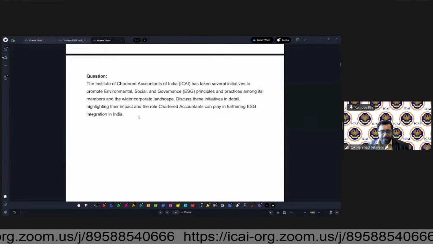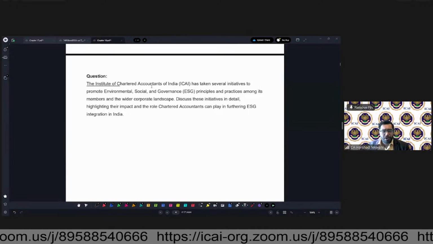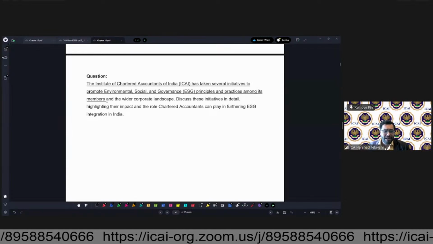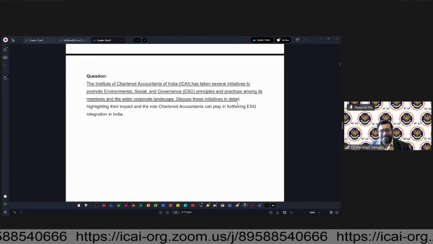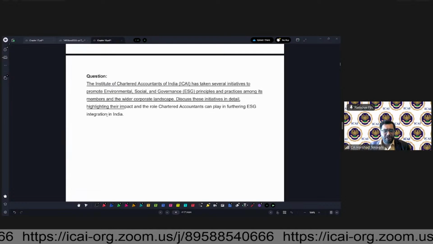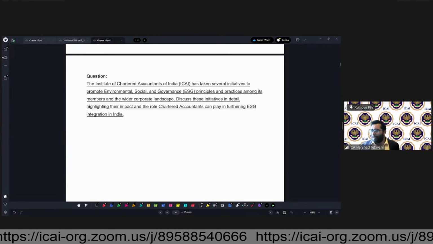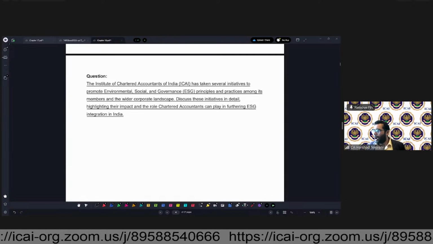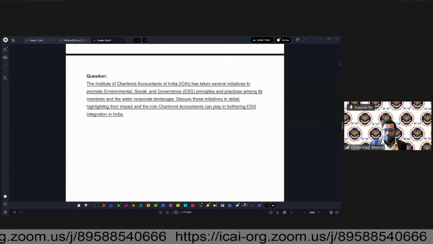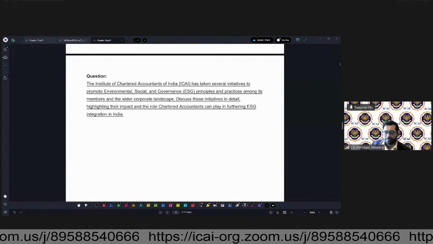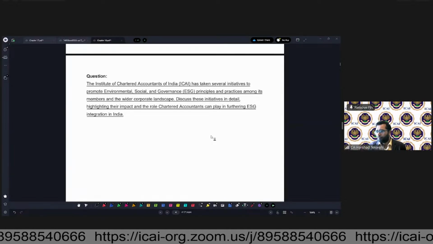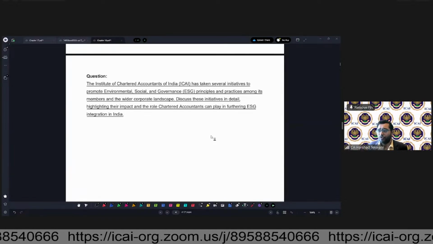This is on the Institute of Chartered Accountants of India, which has taken several initiatives to promote ESG principles and practice among its members and the wider corporate landscape. Discuss these initiatives in detail, highlight their impact and the role chartered accountants can play in furthering ESG integration in India. So basically, you are required to discuss the initiatives taken by ICAI with respect to ESG. Can anyone tell me those initiatives?